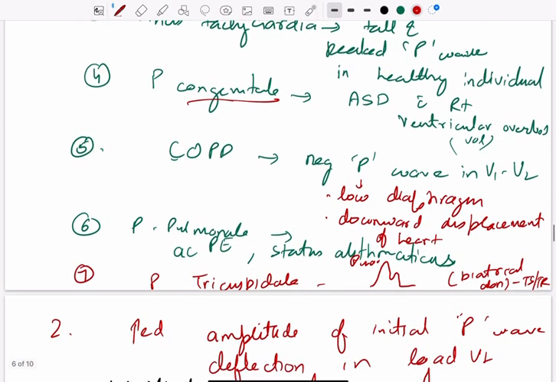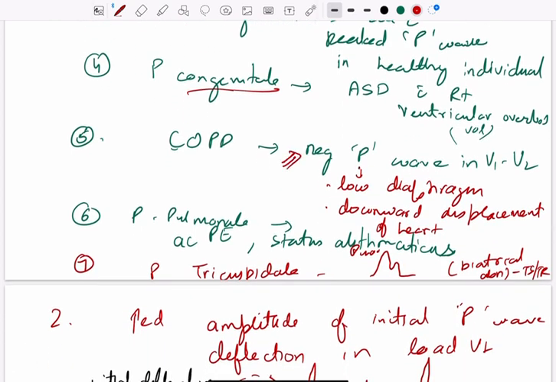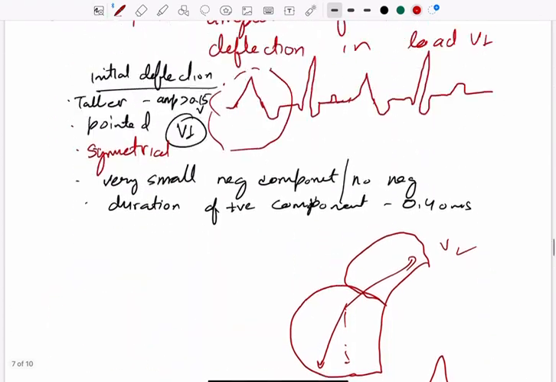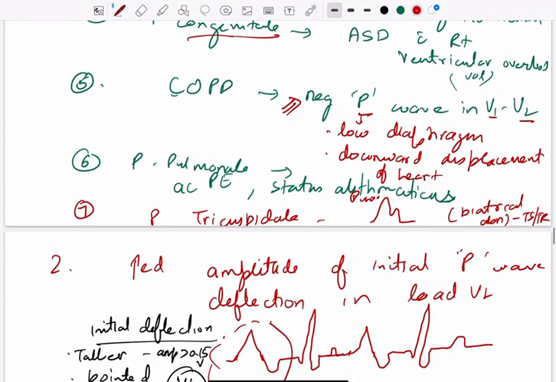Then in COPD, this is a concept, you can have a negative P wave in V1 and V2 chest leads. That is very important. In a COPD patient, you may get a negative P wave in V1 and V2. Why? Because in COPD, the diaphragm is lower and there is a downward displacement of the heart. Lead V1 is normally looking towards the heart, and when the heart goes down, it starts looking towards the base of the heart. So the P wave vector becomes negative. So in COPD you can have a negative P wave in V1, V2.